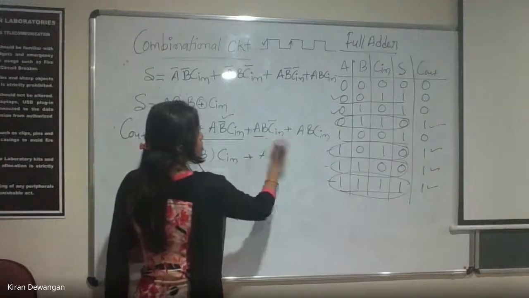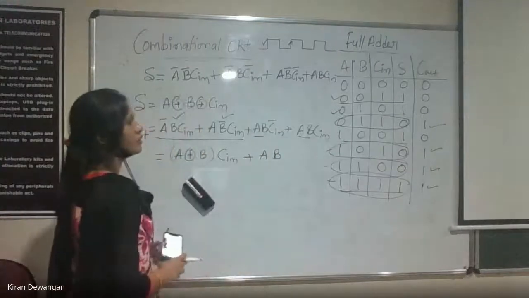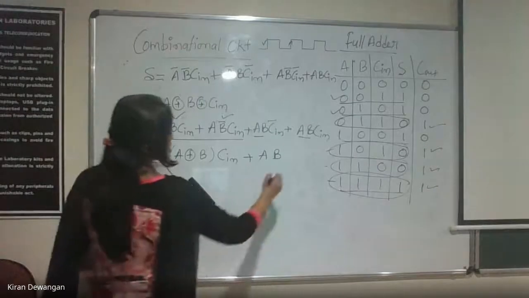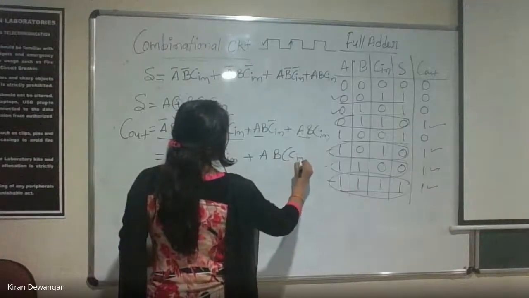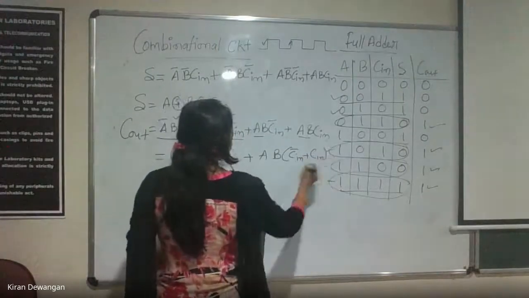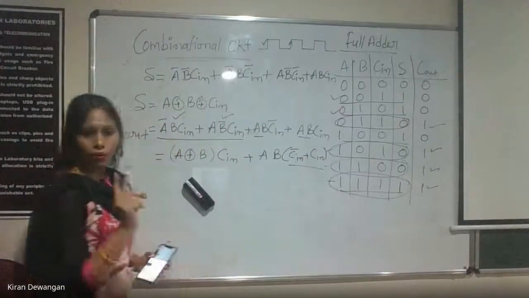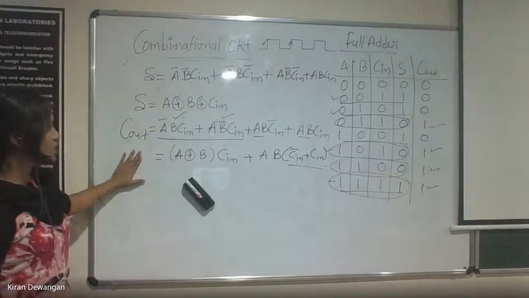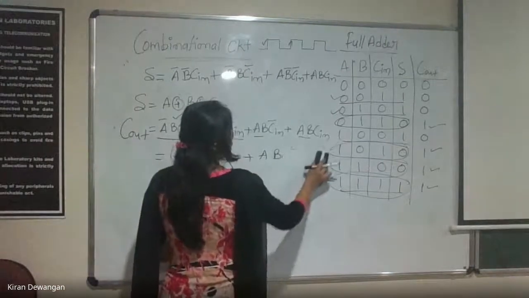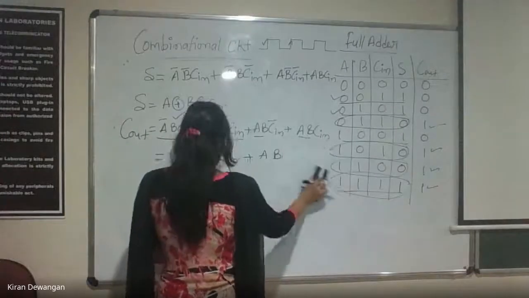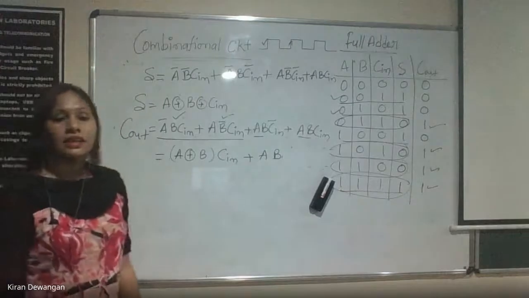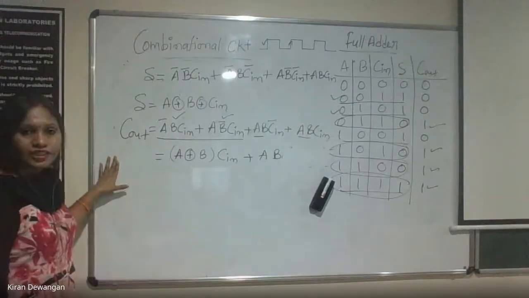And from these two, since AB is common, what will remain inside the bracket? C in plus C in bar plus C in. So what is this? This is just 1. So the expression becomes A XOR B C in plus AB. Clear? So this is the C out expression.